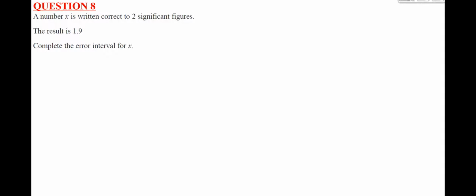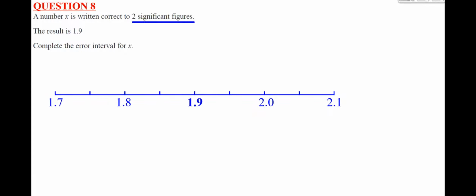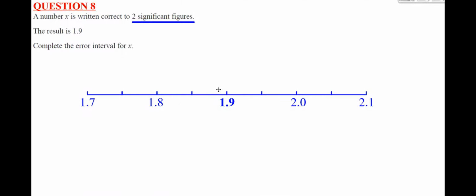Well, the biggest clue here is it's been rounded to two significant figures. So imagine, for example, it's a two-digit number, with the decimal included, I mean. The first two significant figure number we could have would be 1.0. So if you imagine a number line going up 0.1 each time, rounded to two significant figures: 1.0, 1.1, 1.2, 1.3, and so on. If you imagine a portion of that number line with 1.9 in the middle, then the actual number could have been anywhere along here, but it's been rounded correctly to 1.9 to two significant figures.